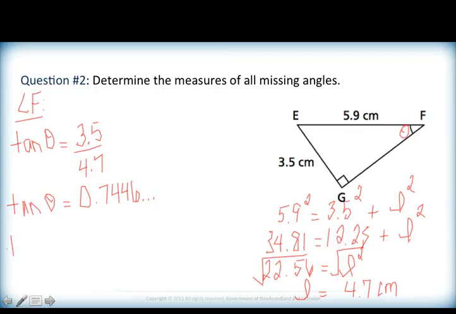So now we have to use the inverse tan function in order to find our theta. So we get 0.7447. I'm going to round up because that was an 8. Equals theta. And now we have to go the inverse function of tan 0.7447, and our answer will be 37 degrees.